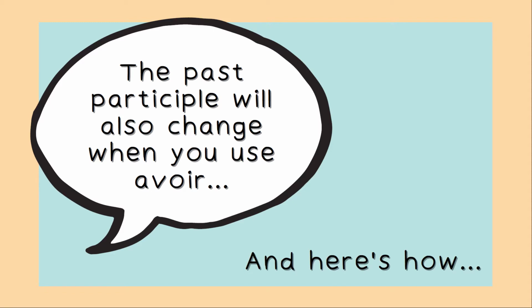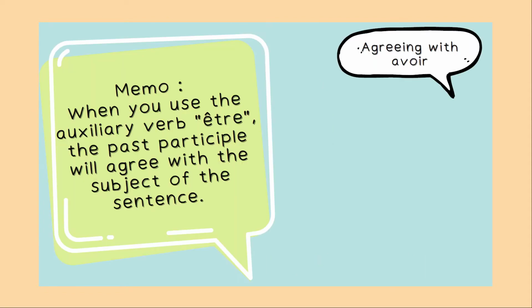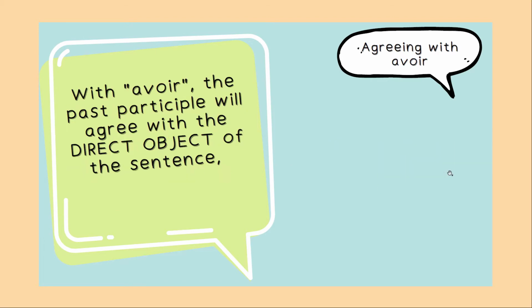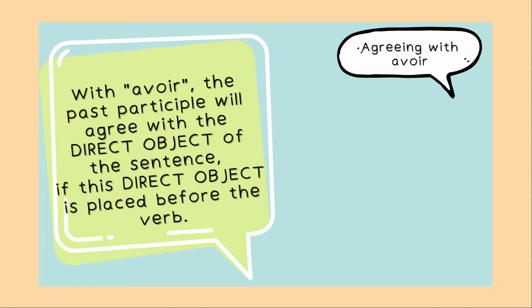And here's how. When you use the auxiliary verb être, the past participle will agree with the subject of the sentence, the one that's doing the action, if you remember. Je suis allé à la plage. So this indicates that the speaker, the subject, is feminine. Nous sommes allés à la plage, feminine plural. Il est allé à la plage, masculine. With avoir, well, the past participle will not agree with the subject, but will agree with the direct object of the sentence, if this direct object is placed before the verb.